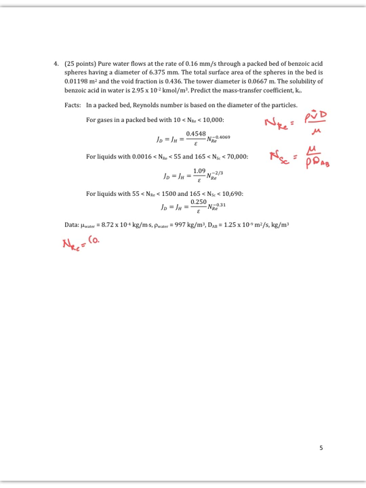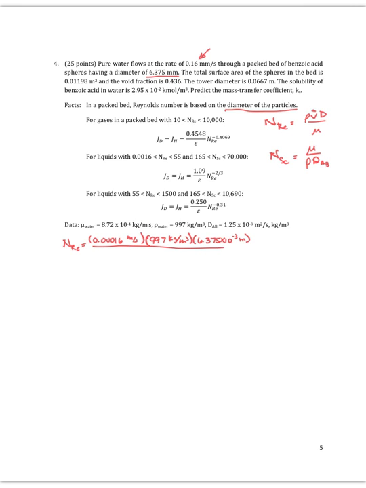if I switch everything to meters, it's 0.0016 meters per second is the velocity given here. The density is 997 kilograms per cubic meter. The diameter, this is based on the diameter of the particles, and those are 6.375 millimeters, so 6.375 times 10 to the minus 3 meters.